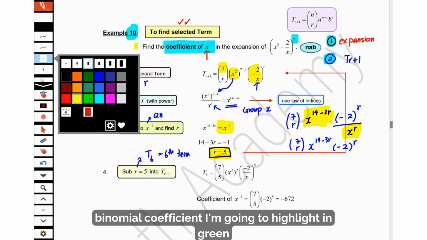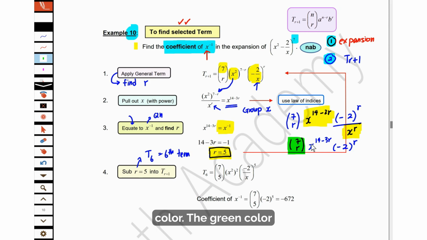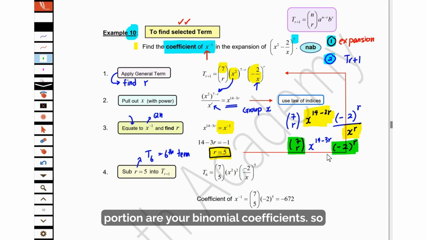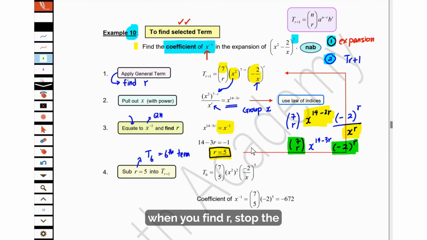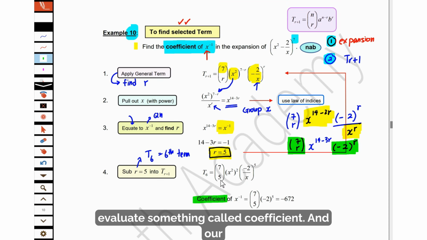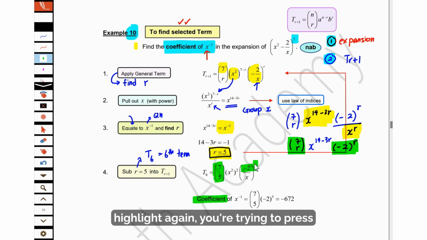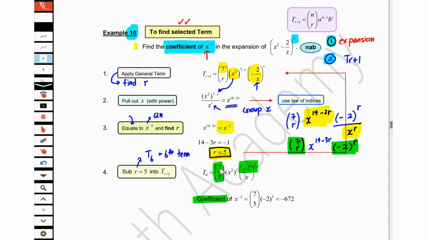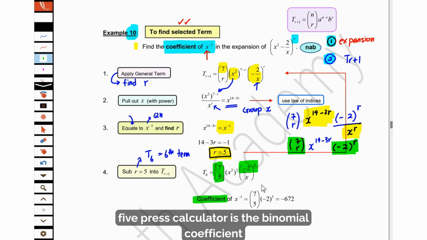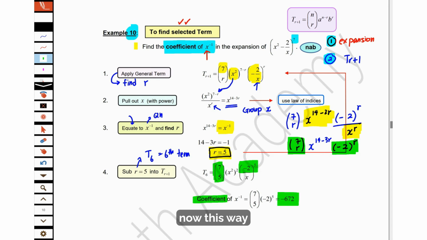In particular, the binomial coefficient I'm going to highlight in green color. The green color portion are your binomial coefficient. So when you found R, sub the R back into the general term. Okay? So 7 choose 5, negative 2 power 5. It is now at 0.4. So when you sub the R back into the general term, you're going to evaluate something called coefficient. And I'll highlight again, you are trying to press calculator for the binomial coefficient. So 7 choose 5, negative 2 power 5, press calculator is the binomial coefficient.